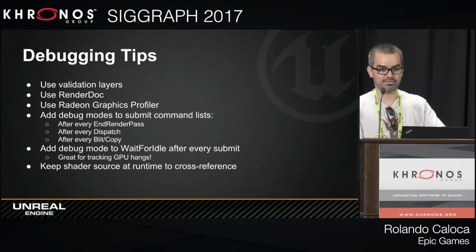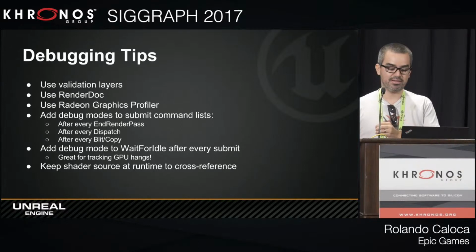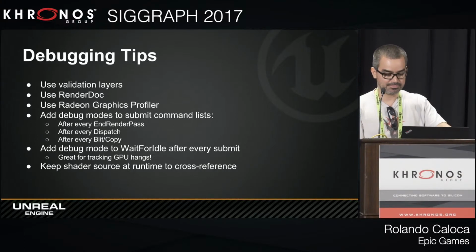In our case, we go from HLSL to GLSL, then GLSL to SPIR-V. So we're saving the GLSL as part of the runtime. That allows us to cross-reference a particular material.